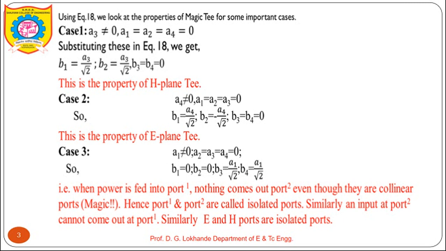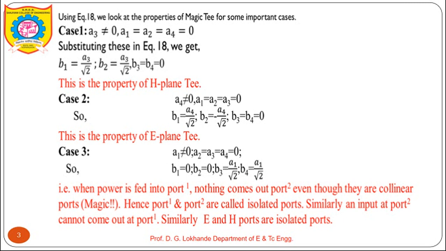Now, case number 3, where A1 is not equal to 0, so we apply power to port number 1, whereas A2, A3 and A4 are equal to 0. At that time we get the equations B1 is equal to 0, B2 is equal to 0, B3 is equal to A1 by root 2, B4 is equal to A1 by root 2. So whenever we apply power to port number 1, we get power at B3 as well as B4.